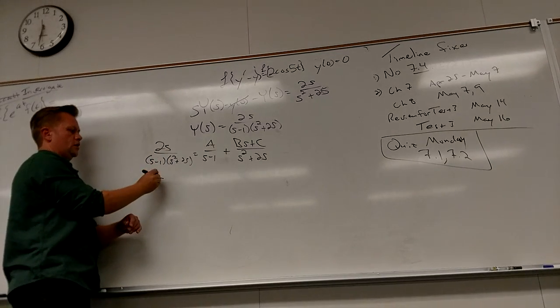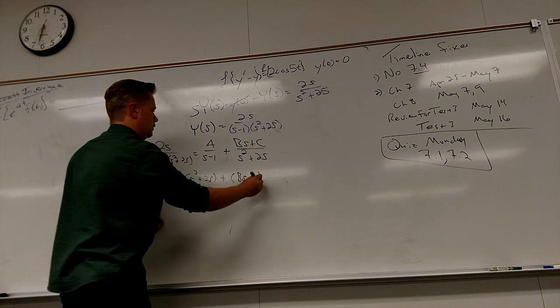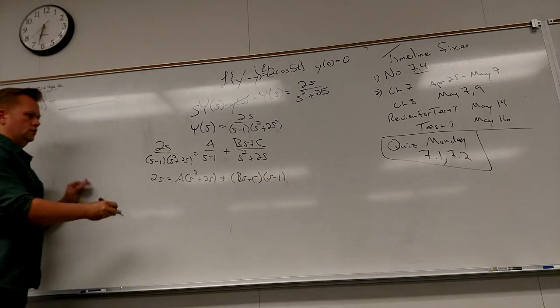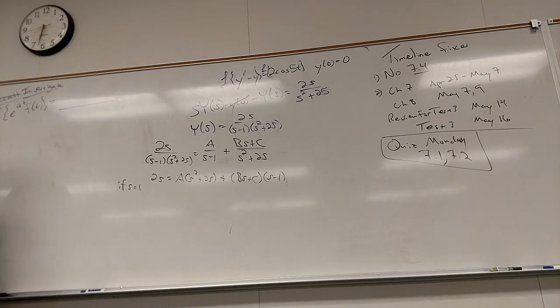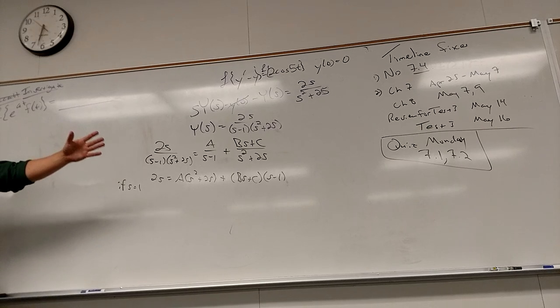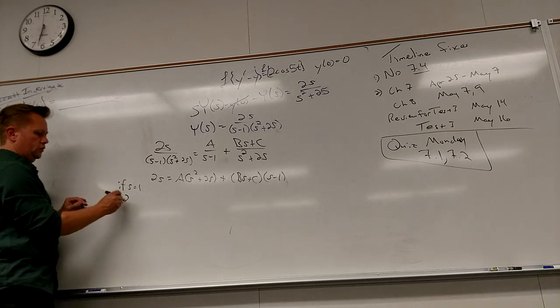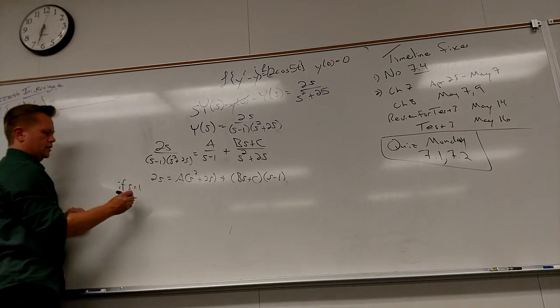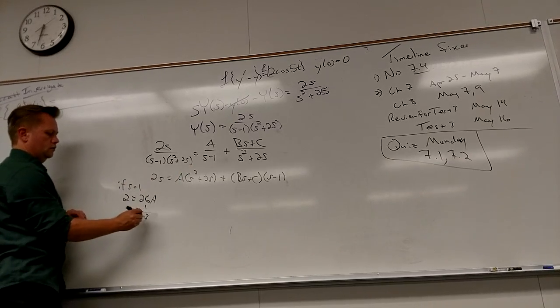So then you get 2s equals a(s squared plus 25) plus (bs plus c)(s minus 1). If s is 1, you can do it this way, or you can set up your system of equations. Once there's more than a and b, I'm like, screw it. Normally, if there's a way to get at least one value of s that makes part of it go to 0, I do that, and then I suffer through the rest. So if s is 1, I get 2 equals 26a plus 0. So I get a is 1 over 13.